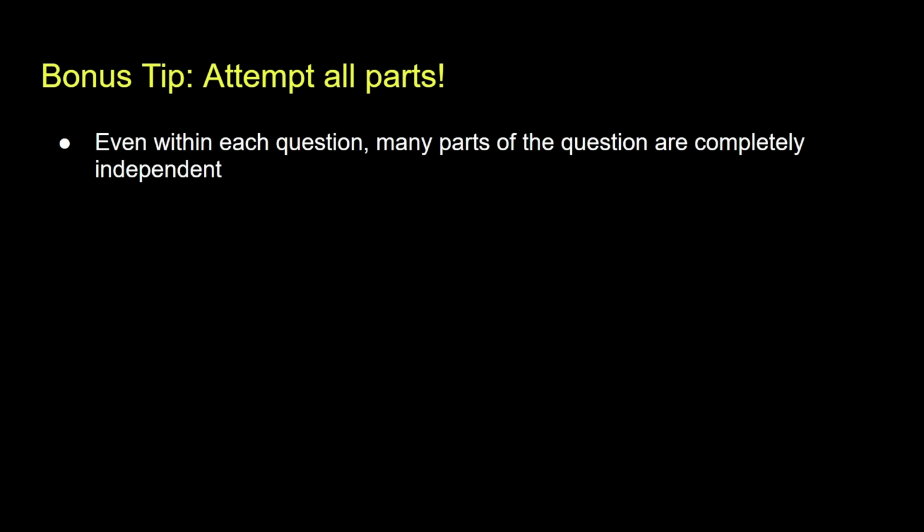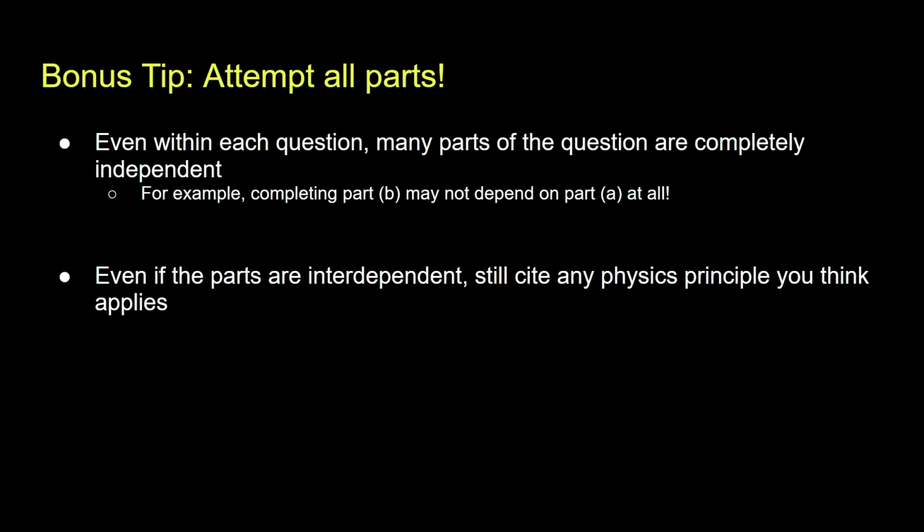And your little bonus tip: attempt all the parts. Even within each question, many of the parts are completely independent. Do not think that just because you don't get part A, you can't get part B. They design it to be as independent as possible so that you're not penalized for missing a minor thing along the way. So I'd recommend reading through everything first. And even if the parts are still interdependent, still cite any physics principle you think applies, or make up an answer to the previous part and say, assuming the answer was this, I would do these steps.